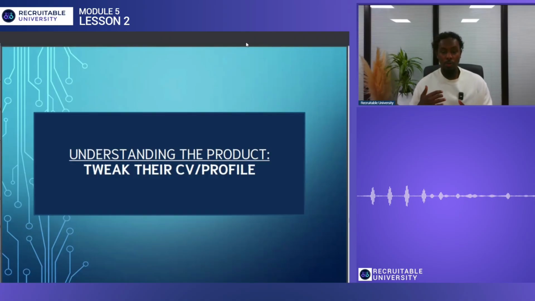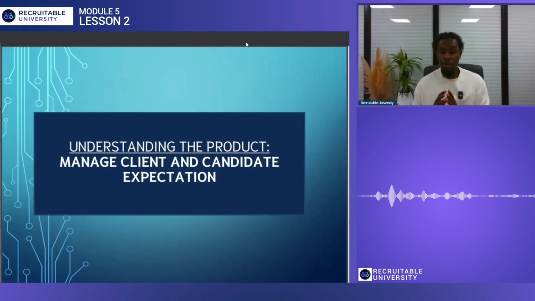So what you want to do is make sure that you have the best possible product or best possible CV, and so you can put this forward to your clients. Manage your client and your candidate expectation. This is also very, very key. So understand what your client is looking for, and understand what your candidate is looking for, and manage the expectation. Don't over deliver.